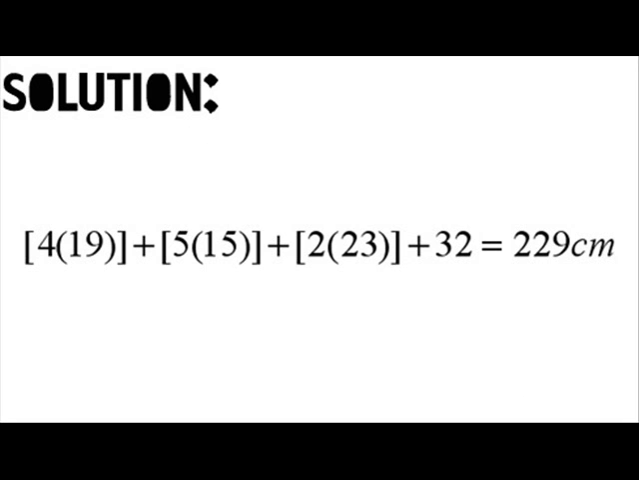The last irregular polygon. Add the measures of the sides. The quantity of 4 times 19 plus the quantity of 5 times 15 plus the quantity of 23 times 2 plus 32 is 229 centimeters. 229 centimeters is our perimeter.